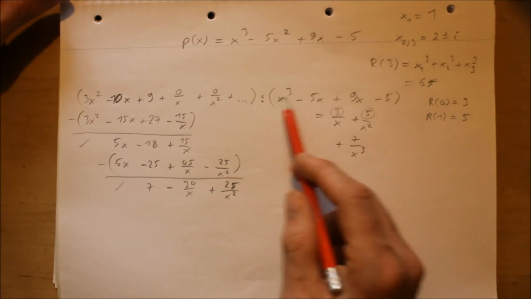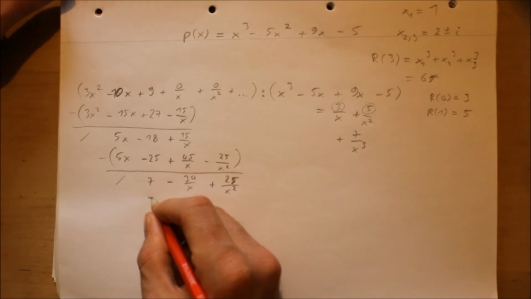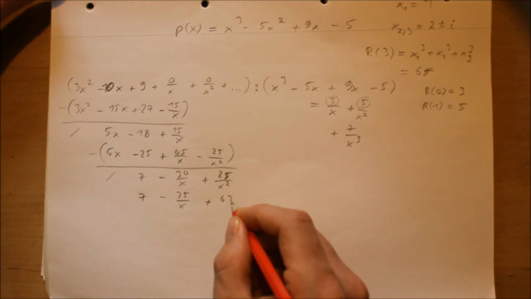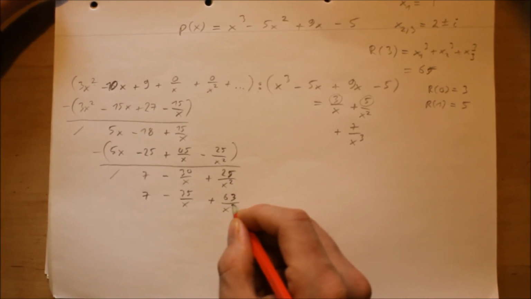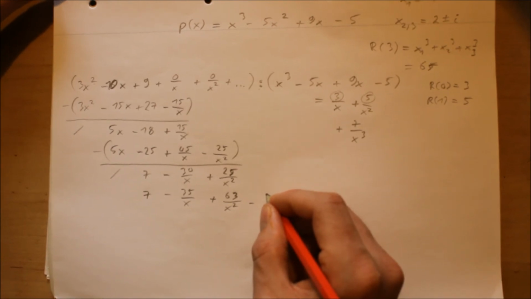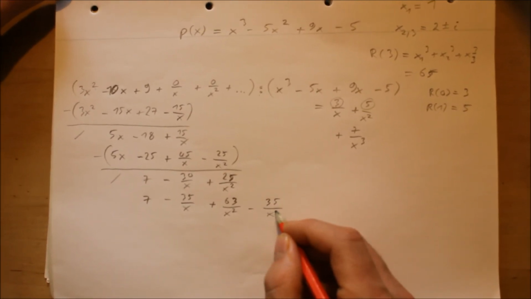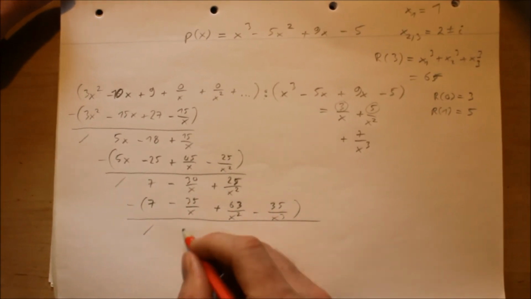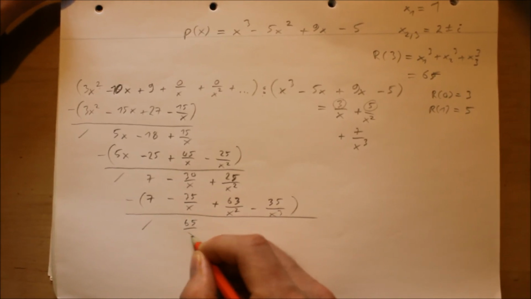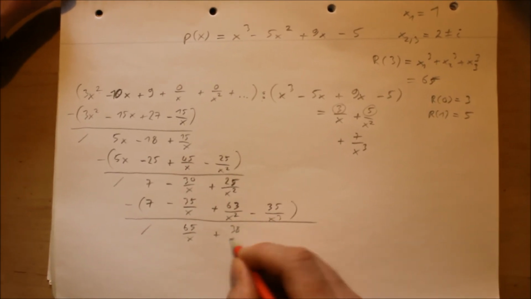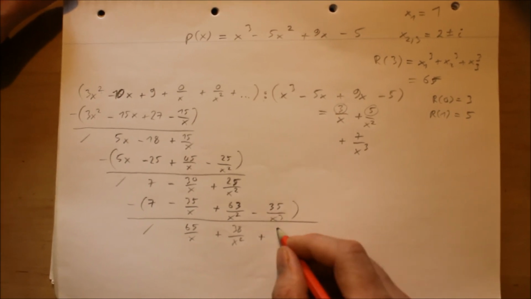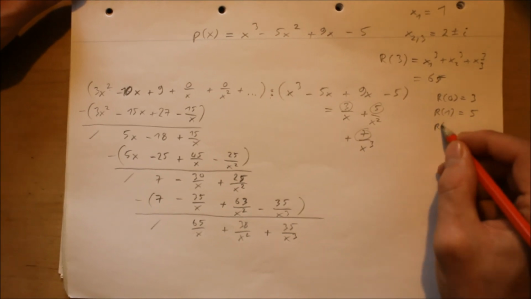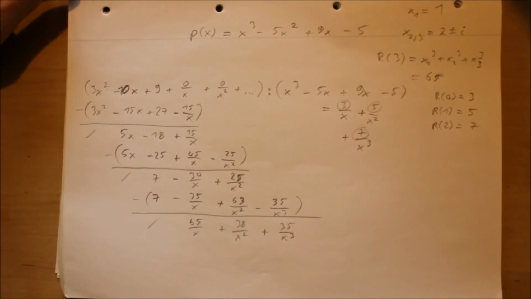Multiplying this term through our polynomial, we get 7 minus 35 over x plus 63 over x squared minus 35 over x cubed. We subtract that, the first term cancels out, and we are left with 65 over x plus 38 over x squared plus 35 over x cubed. So the 7 is the quadratic sum of the roots.